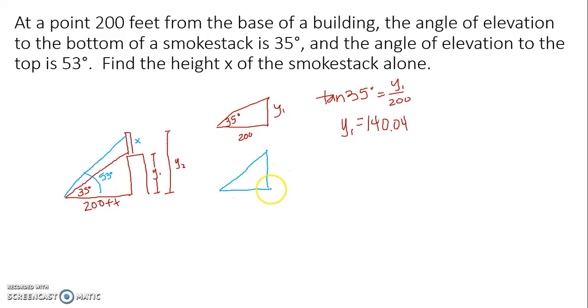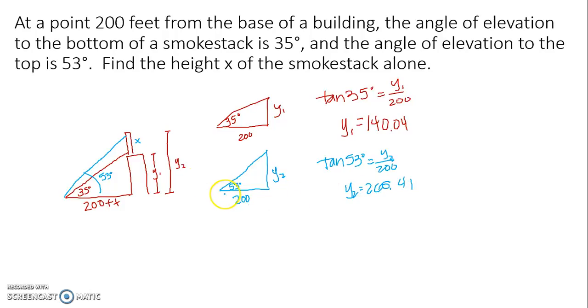So this went from the building, which I'm 200 feet away from, all the way up to the top of the smokestack. We're calling that y2. There, the angle of elevation was 53 degrees. Still using tangent because it's your opposite and adjacent. Solving that, I get 265.41. So that was all the way to the top.